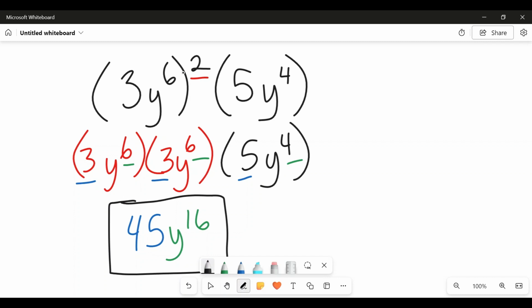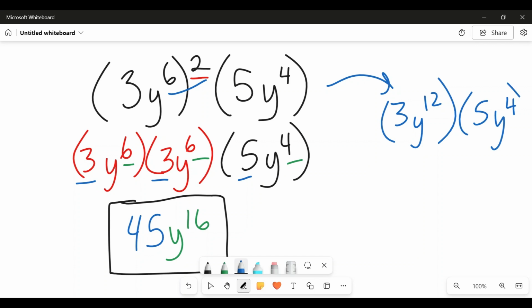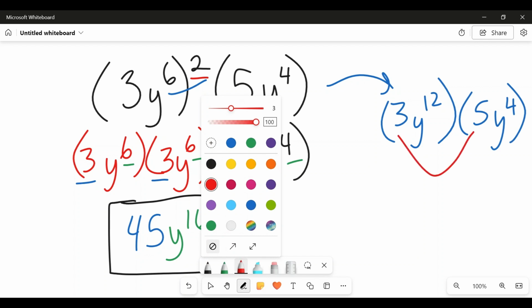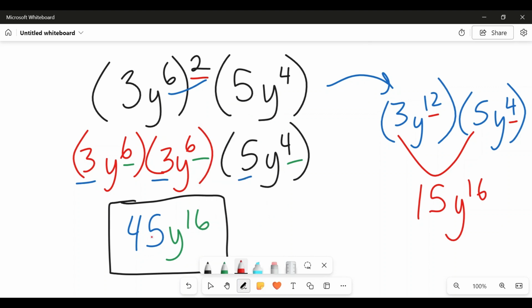Now, to go back to why did I not just do 6 times 2 is 12? Let's do that on the side over here. If I multiplied the 6 times 2, you would get 3y to the 12th multiplied by 5y to the 4th. Now, when I multiply 3 times 5, that's 15. And when I add the exponents, that does give me 16, but that is not the same answer over here. This is 45y to the 16th. This is 15y to the 16th.